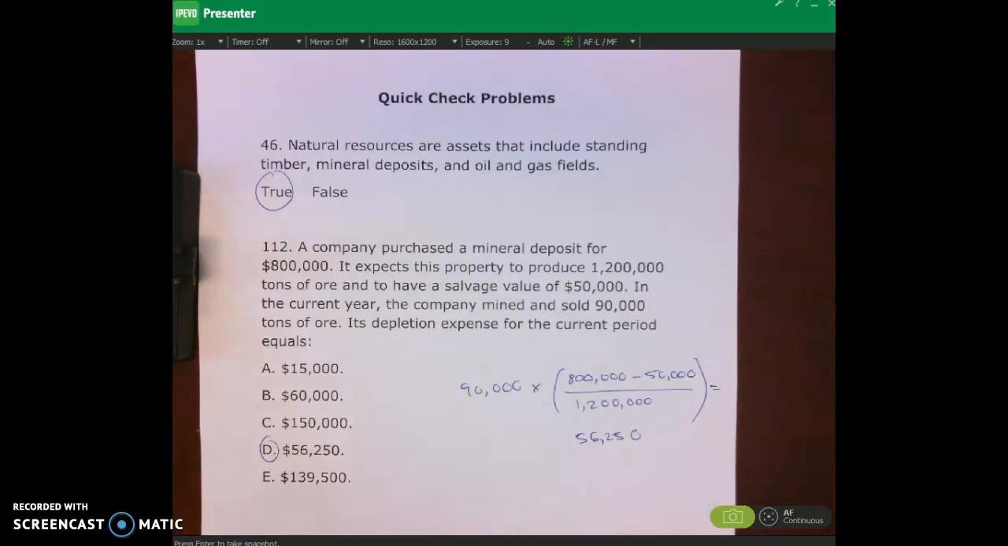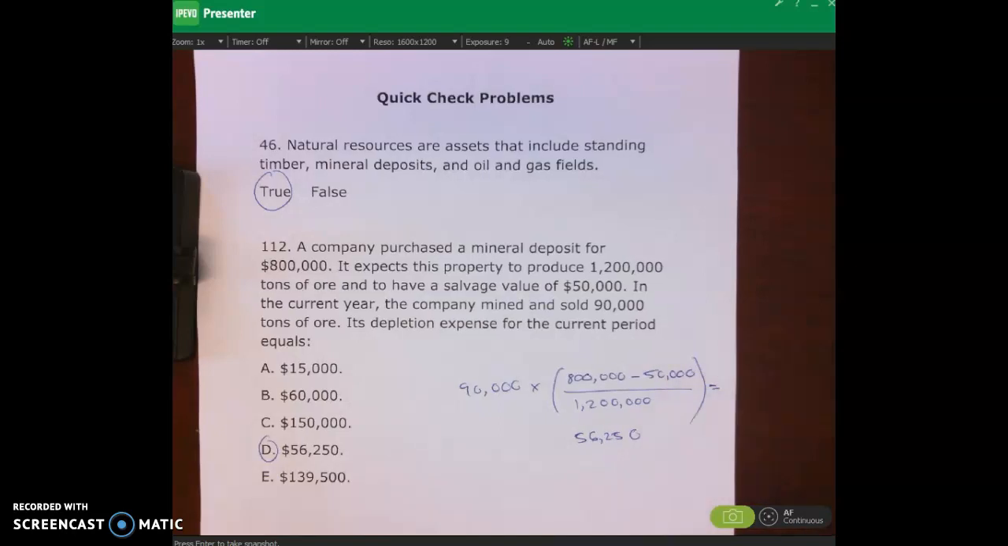So with number 46, natural resources are assets that include standing timber, mineral deposits, and oil and gas fields. That is true. And then number 112, a company purchased a mineral deposit for $800,000. It expects this property to produce 1.2 million tons of ore and have a salvage value of $50,000. In the current year, the company mined and sold 90,000 tons of ore. What's the depletion expense? So we can take, this is step 1.